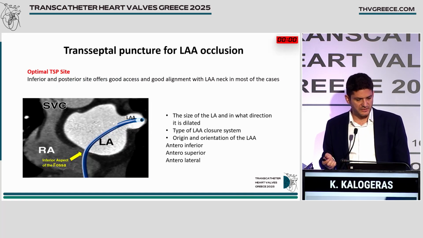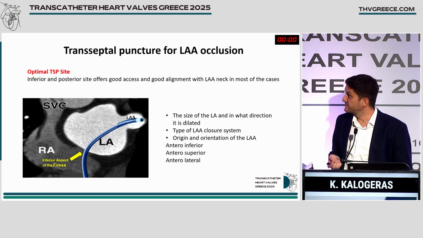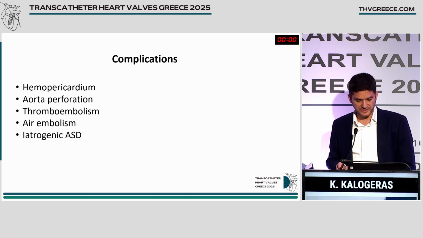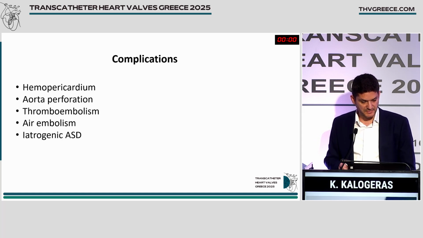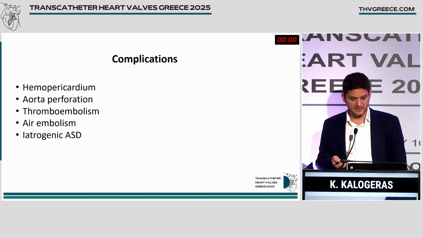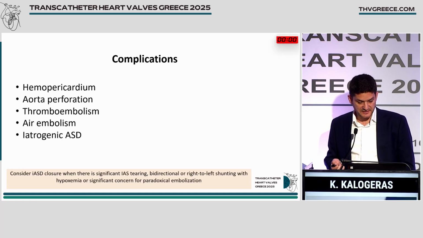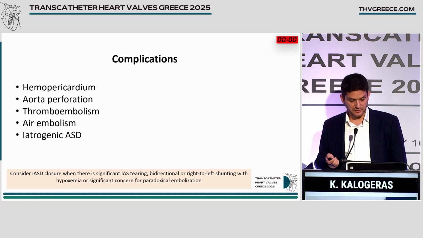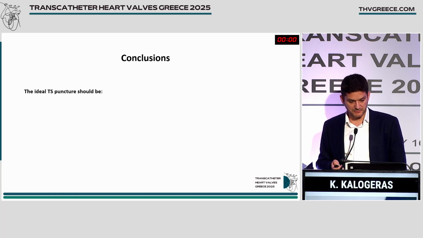For LA occlusion, the optimal site is inferior and posterior, which offers good access and good alignment with the LAA neck in most of the cases. Complications, many complications can happen, as you can imagine: hemopericardium, perforation of the aorta, thromboembolism, air embolism, or iatrogenic ASD, which we consider closing when there is a significant tearing of the septum, or when there is bidirectional or right to left shunting with hypoxemia, or significant concern for paradoxical embolization.